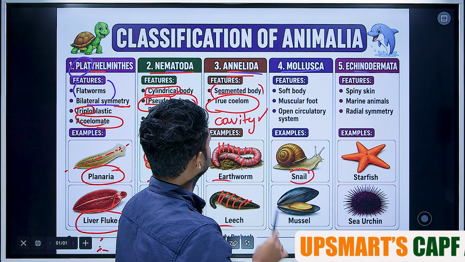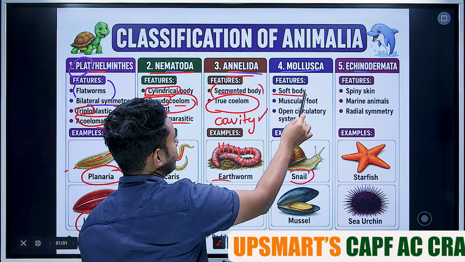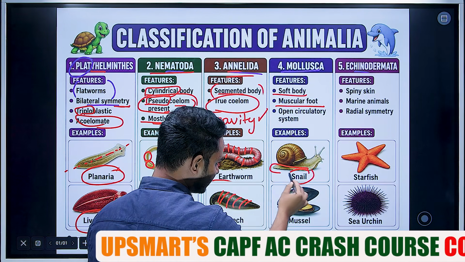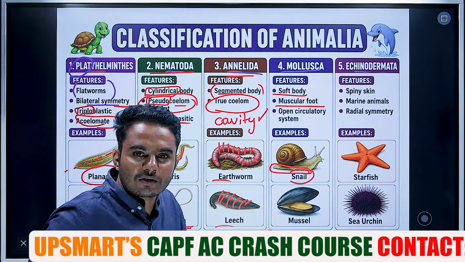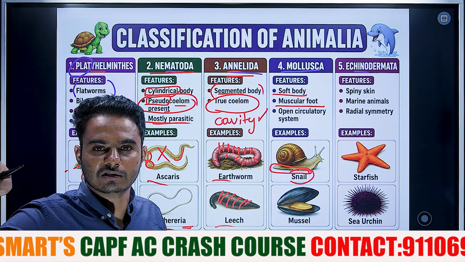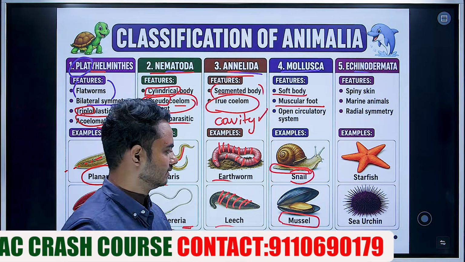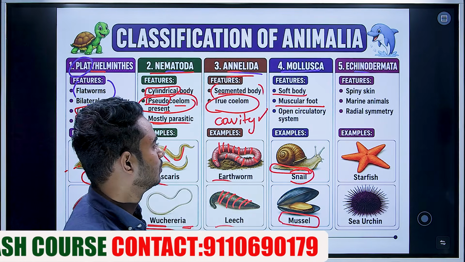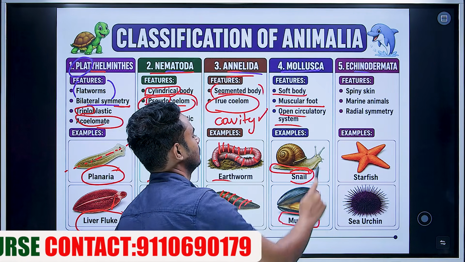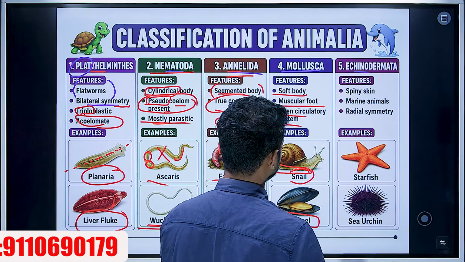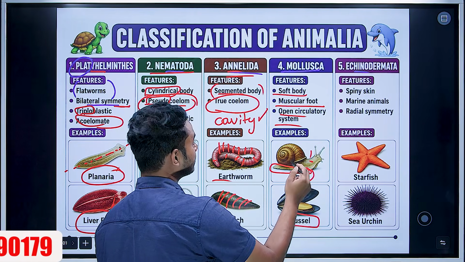Mollusca, I told you now. No segmented body, so soft body. Muscular foot. Have you seen the foot of a snail? It will move with its muscular foot only, but it will not have legs. These are examples. Open circulatory system. Its circulatory system is open, not closed. That means it can breathe through the outside.